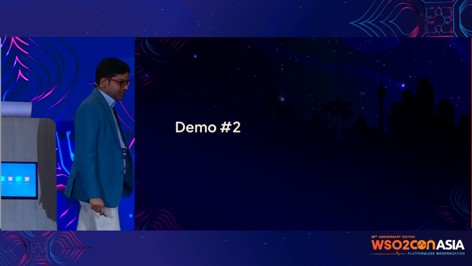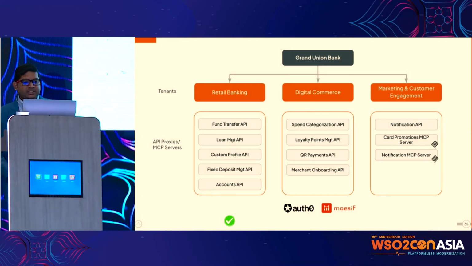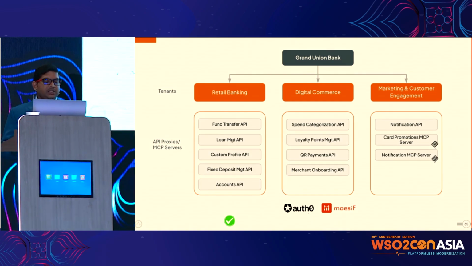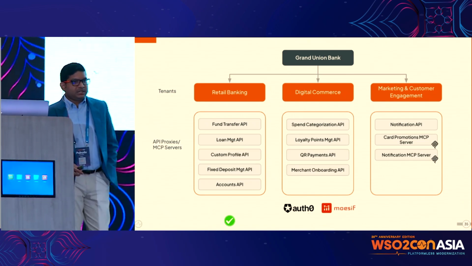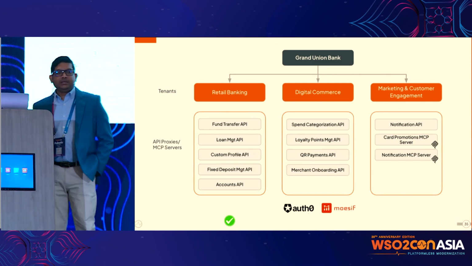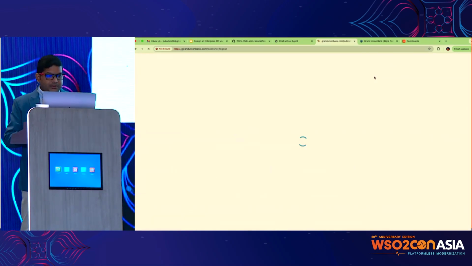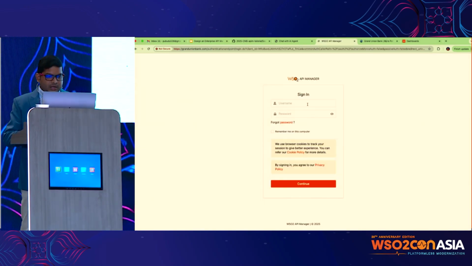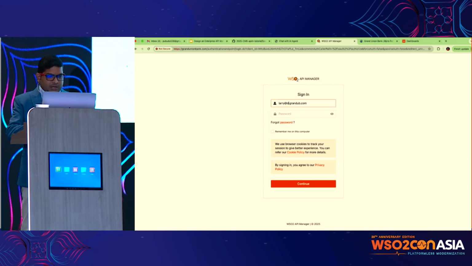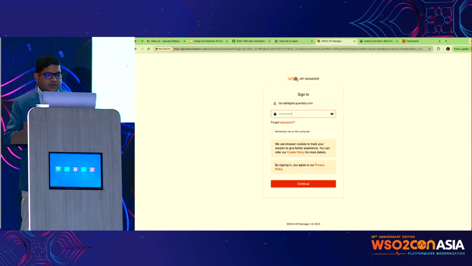Right, so in the next demo, what I'm going to do is move to the digital commerce tenant where I have some APIs, and then I'll show you how easily we can plug in a third-party key manager like Auth0, and also how we can see analytics information in Moesif as well. So first I'll log into the publisher. I have a similar user in a different tenant. I'll call this tenant digital, so I'll log into that publisher.